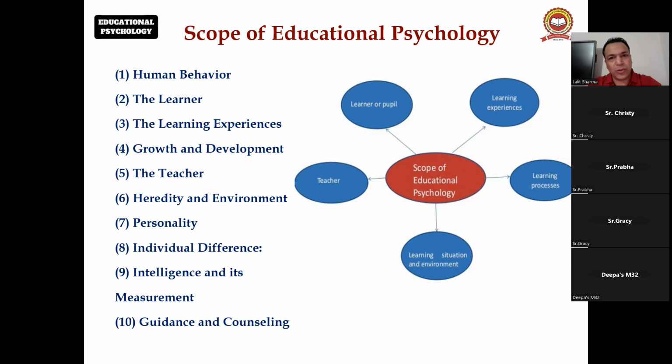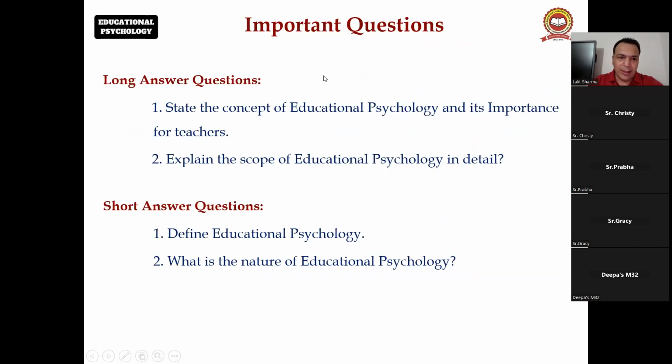So you have to explain all these things in detail, because in the rest of the chapters of paper 1, we will discuss every topic in detail. We'll discuss in detail growth and development, personality, individual difference, intelligence. So that comes under the scope of educational psychology.